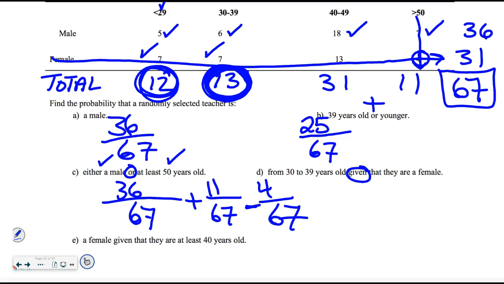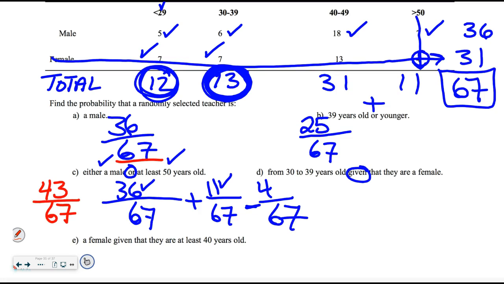And how do I want you to leave this one? What are we on here? Let's leave that one as a fraction. So Nick, we're just going to go 36 plus 11 is 47, right? Minus 4. So you're right. Yep, 43 out of 67.